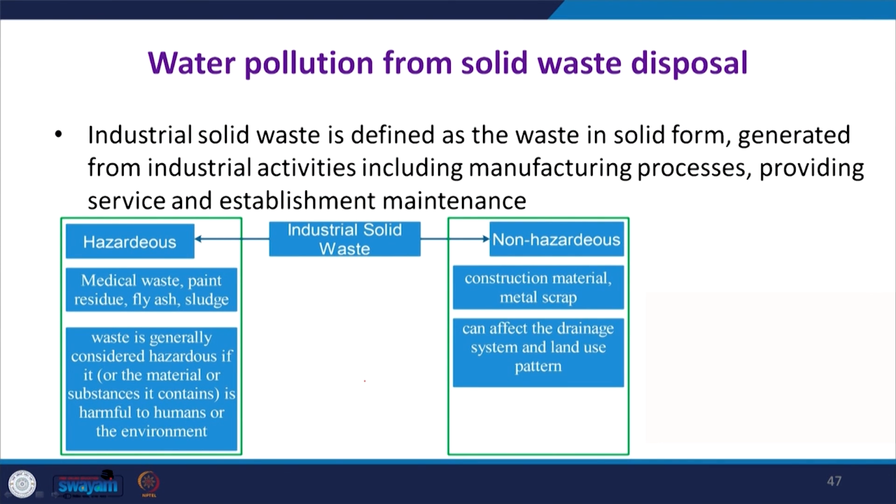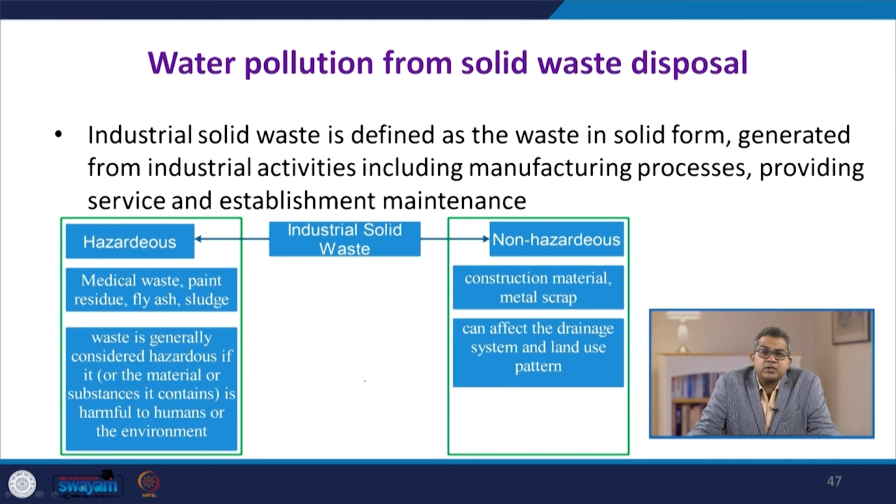So, when we talk about water pollution from solid waste disposal, industrial solid waste is defined as waste in solid form generated from industrial activities including manufacturing processes, providing services to the various establishments, maintenance, etc. Now, sometimes these industrial solid wastes are hazardous and sometimes they are non-hazardous. If we classify these two streams, hazardous may include medical waste, paint residue, fly ash, sludge, and waste is generally considered hazardous if it is harmful to human health or the environment.